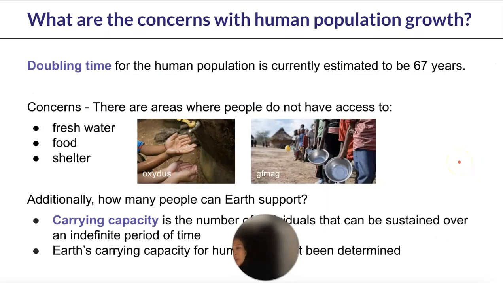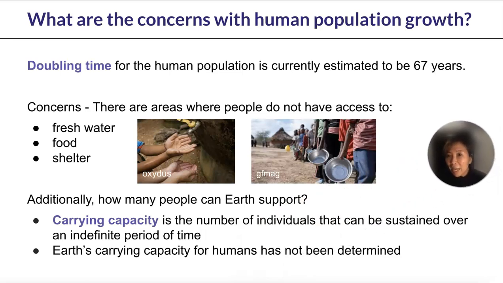And so what are some of the concerns with the human population growth? Well, the human population right now, because it is growing exponentially, it's estimated that it will double in roughly 67 years, which is really pretty rapid. And so some of the concern is, can the Earth actually support this increased number of people?